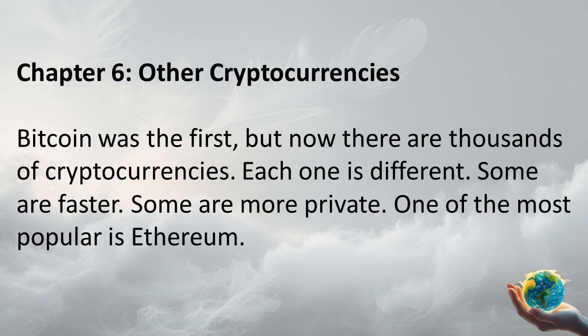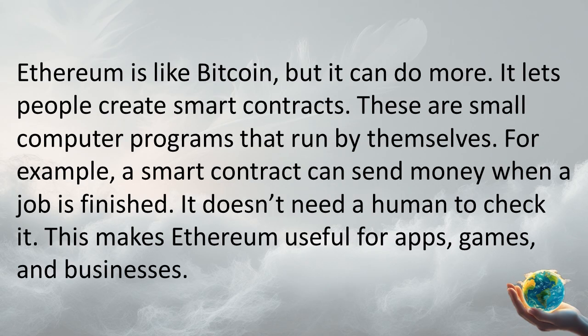Chapter 6. Other cryptocurrencies. Bitcoin was the first, but now there are thousands of cryptocurrencies. Each one is different. Some are faster, some are more private. One of the most popular is Ethereum. Ethereum is like Bitcoin, but it can do more. It lets people create smart contracts.